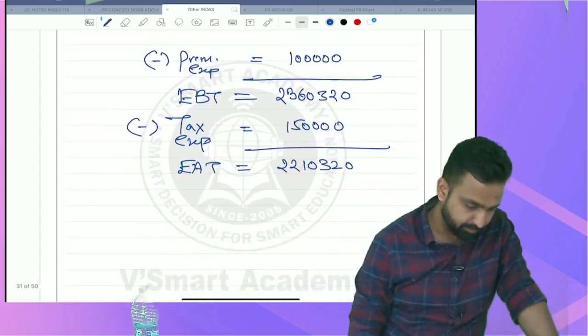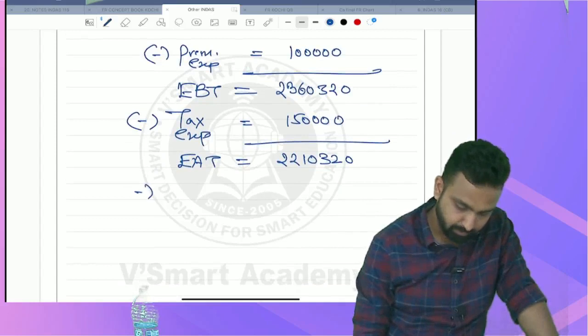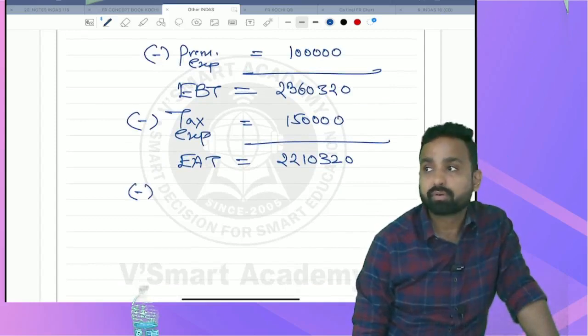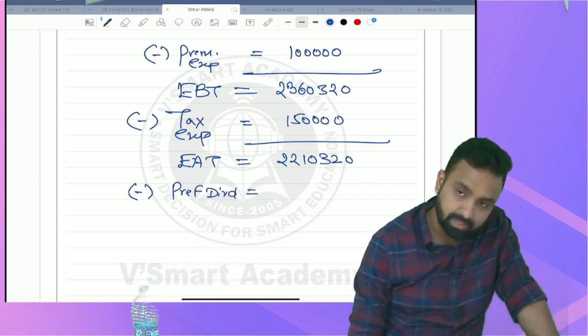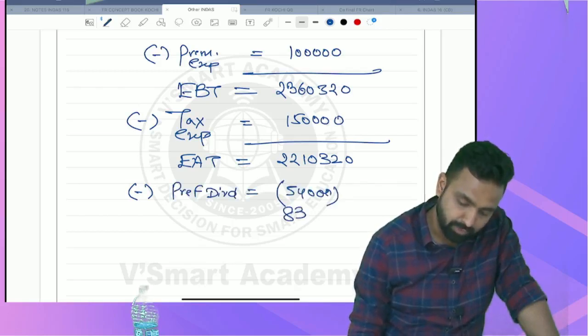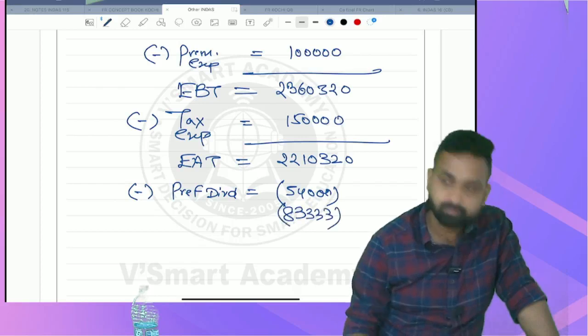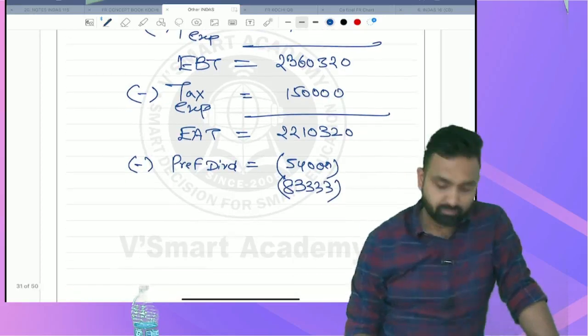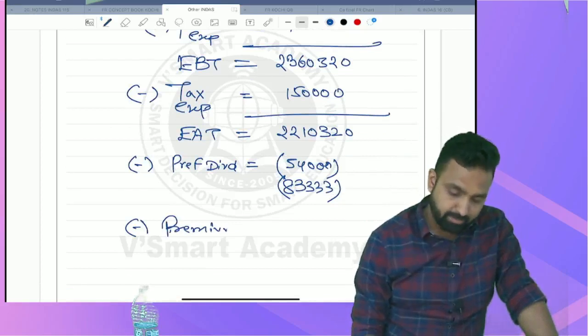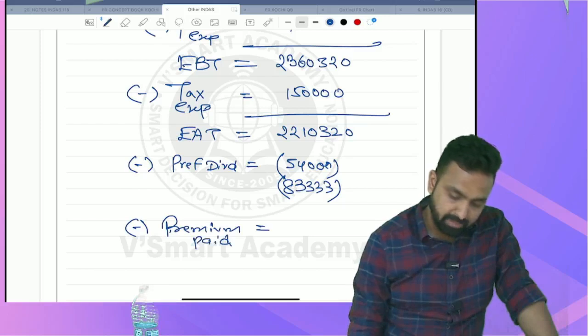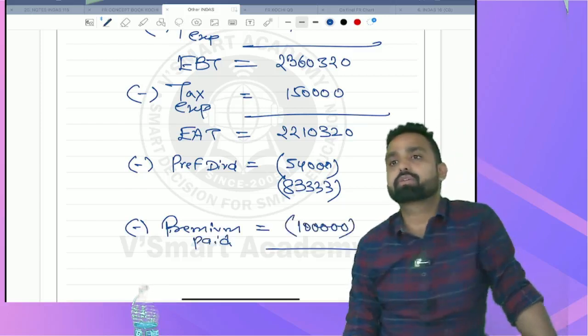320 minus preference dividend. Yes, tell me. 54, 83,333. Any other thing? Premium paid. Wait a minute. Premium paid on repayment, 1 lakh. Yes.